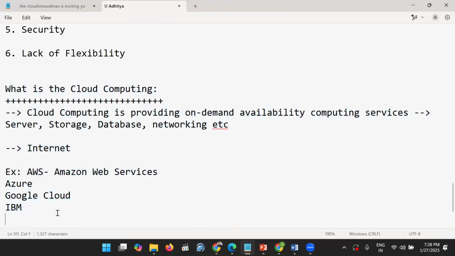Okay, fine. See, what is cloud computing? Cloud computing is providing on-demand availability of computing services. Whatever you require, servers, storage, databases, or networking, it is providing based on your requirement. How is it providing the services? With the help of the internet connection.